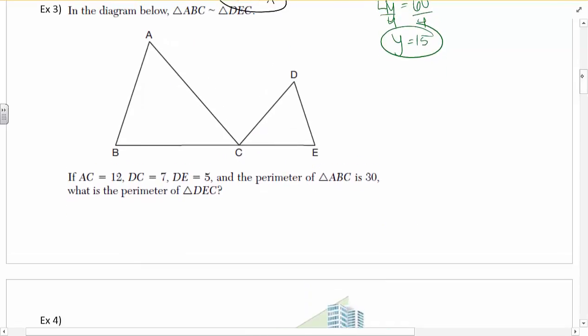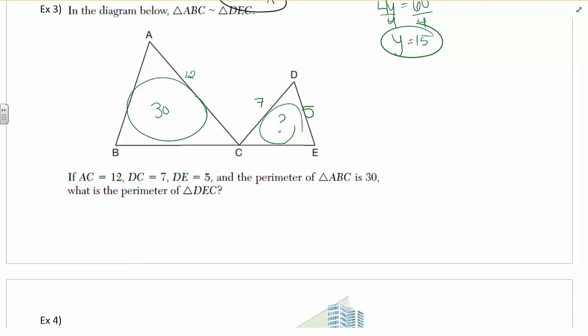In the diagram below, these triangles are similar, though. This is new. These triangles are similar. AC is 12. Okay, thank you. DC is 7. Okay, thanks for that. And DE is 5. And the perimeter of this whole thing is 30, they want the perimeter of this whole thing. All right, well, one of the things that we've talked about a little bit before is that the ratio of the side lengths is equal to the ratio of the perimeters.